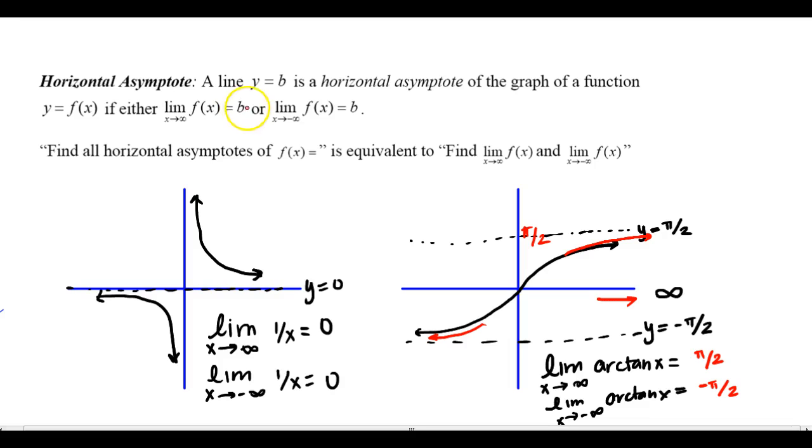So remember again, we can't have the answer be positive or negative infinity. Then the limit doesn't exist, and that is not considered a horizontal asymptote. So you can't say infinity is any type of asymptote in a problem.